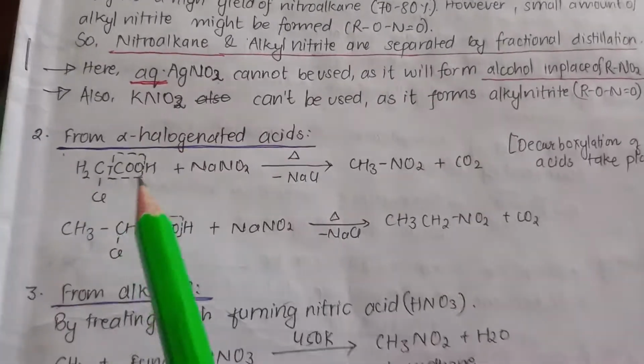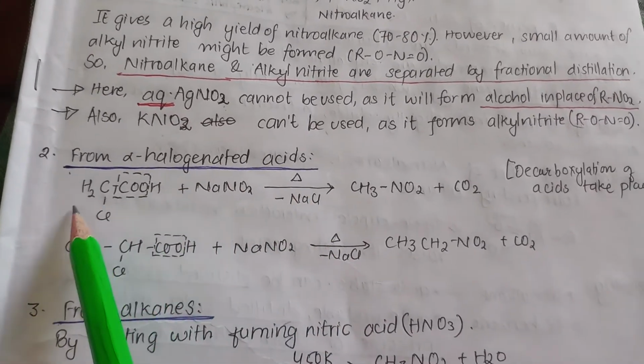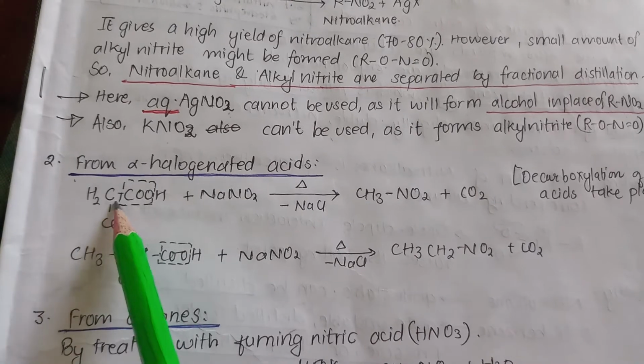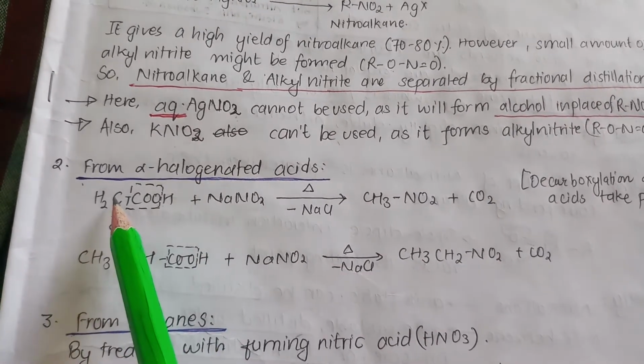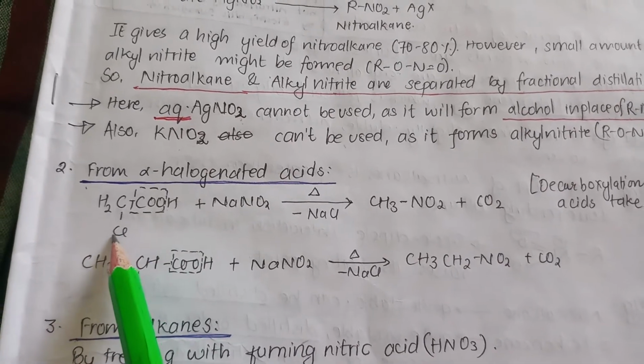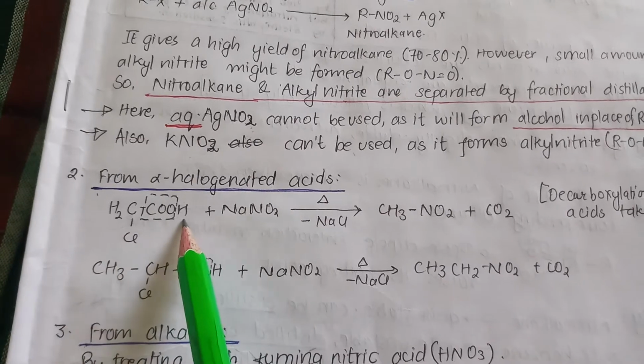And the other method to form nitroalkane is from an alpha halogenated acid. So this is a carboxylic acid, right? CH3COOH is a carboxylic acid, and the alpha hydrogen is substituted by a chlorine atom, so this is an alpha halogenated acid.